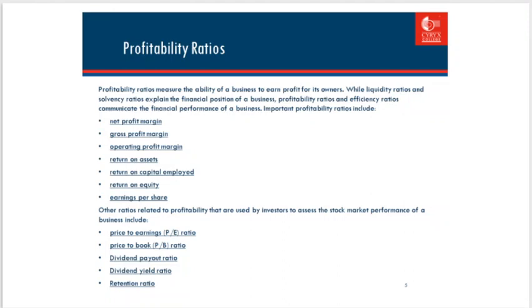Other ratios related to profitability that are used by investors to assess the stock market performance of a business include: first, price to earnings (PE) ratio. Second, price to book (PB) ratio. Third, dividend payout ratio. Fourth, dividend yield ratio. Fifth, retention ratio.